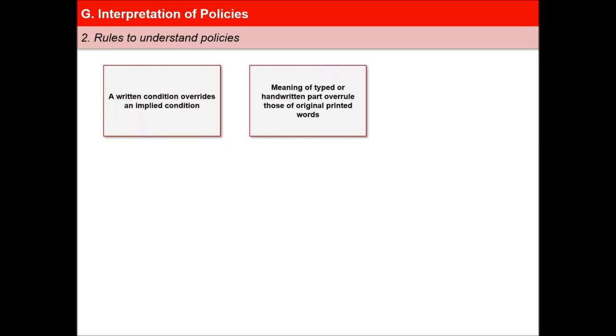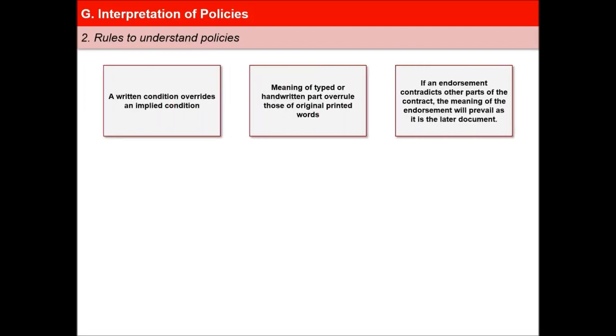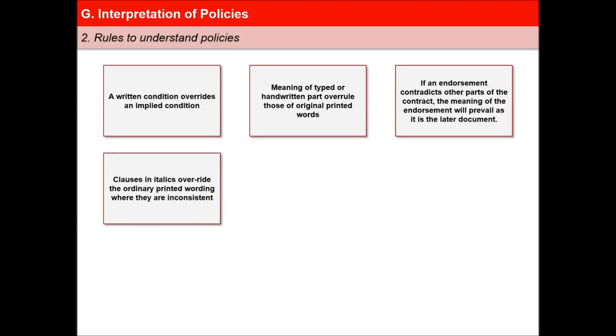In the event of a contradiction in terms between the standard printed policy form and the typed or handwritten parts, the typed or handwritten parts are deemed to express the intention of the parties in the particular contract, and their meaning will overrule those of the original printed words. If an endorsement contradicts other parts of the contract, the meaning of the endorsement will prevail as it is the later document. Clauses in italics override the ordinary printed wording where they are inconsistent.